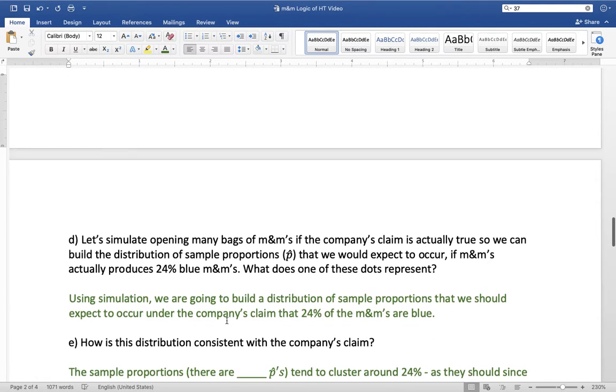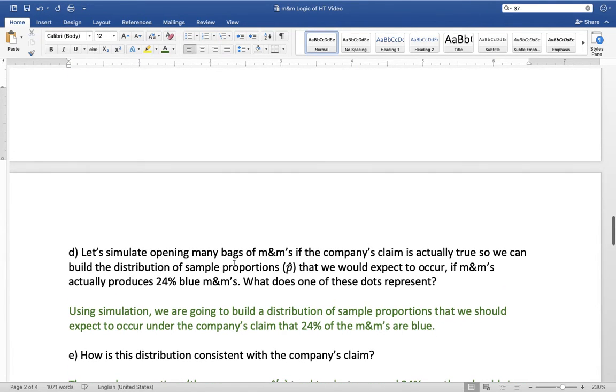So what we need to do is establish, so we're going to simulate opening bags of M&Ms if the company's claim is actually true, so we can build the distribution of sample proportions. There's a lot of words going on there, but you're going to build a distribution, a plot, we're going to use a dot plot, of sample proportions. So we're going to open up many, many, many bags of M&Ms and calculate the proportion of blues. And we're going to build this distribution that we would expect to occur if the M&Ms actually produce 24% blue.